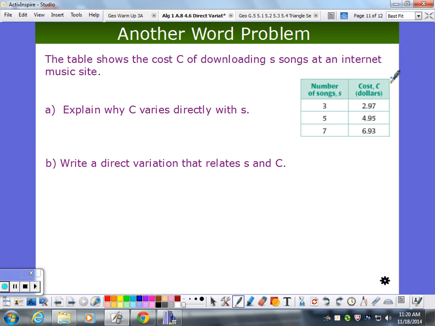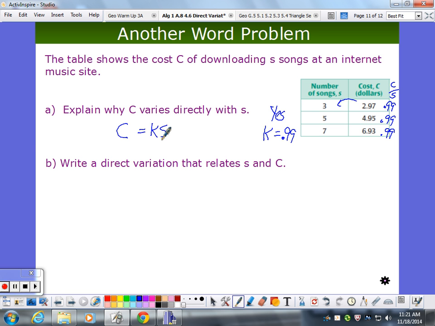What do you do with this, Connor? Divide what? C over S. Who's got a calculator? 297 divided by 3. We're going to divide. Wait 1 second. All right, 495 divided by 5. 693 divided by 7. Is this a direct variation? What is K? 0.99.